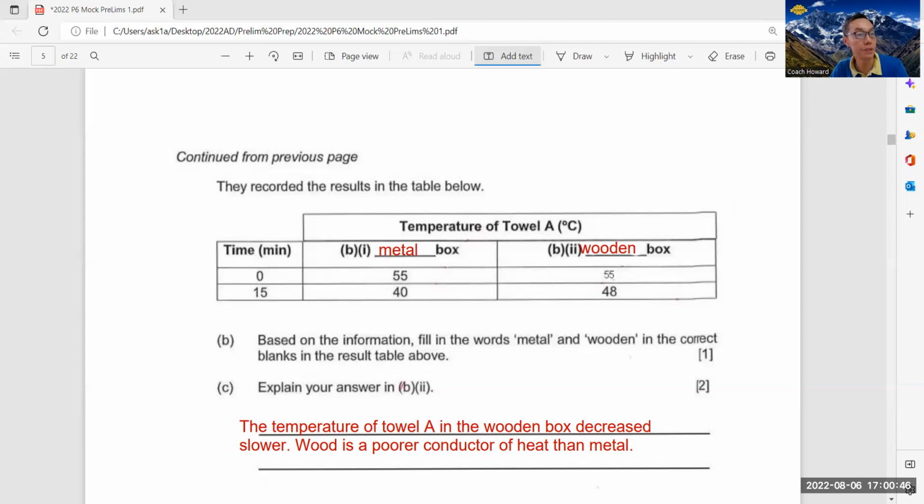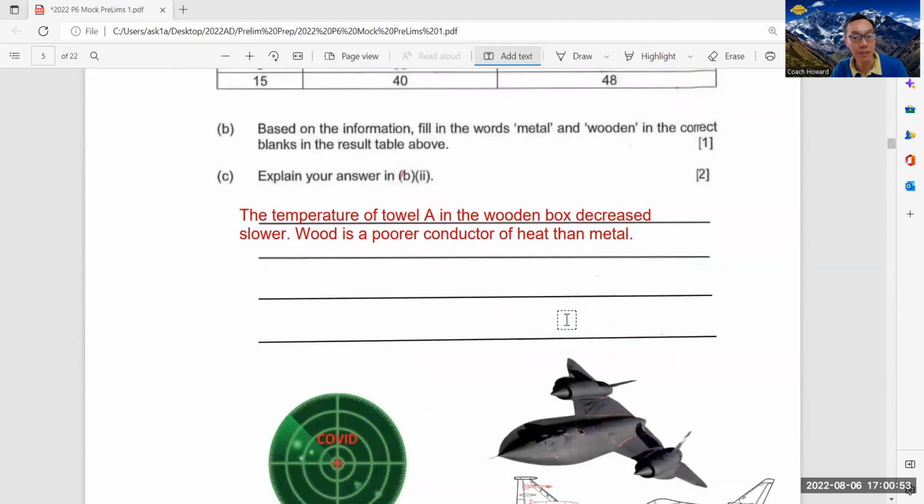Okay, so this is the answer for this, which I just sent over. Okay, next question.